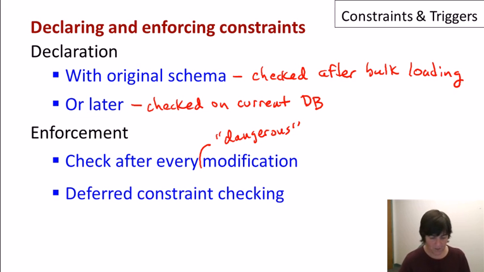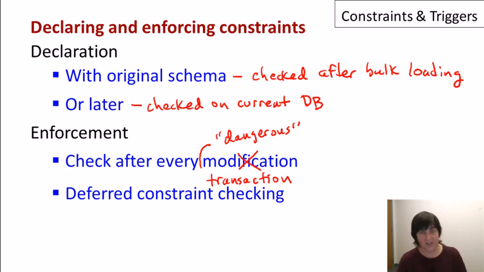There's also a concept known as deferred constraint checking. Deferred constraint checking says that sometimes we may want to do a whole bunch of modifications that during the modifications violate the constraint, but once we're done with all of them, then the constraints will hold again. And in that case, instead of checking after every modification, what we actually check is after every transaction.